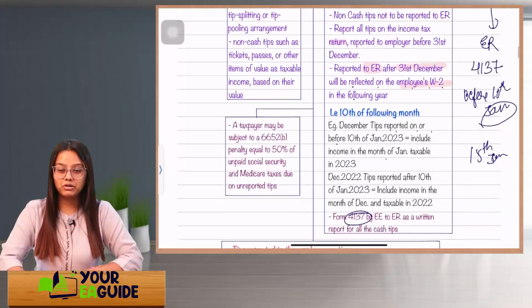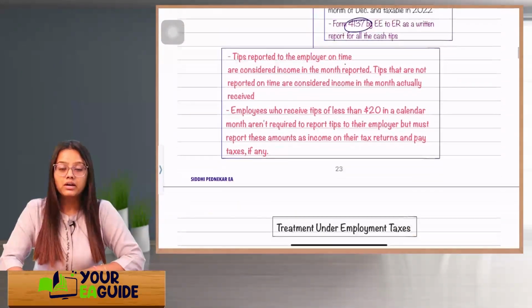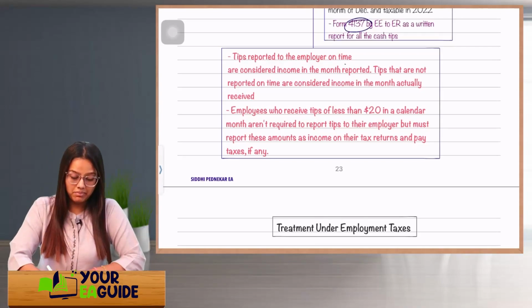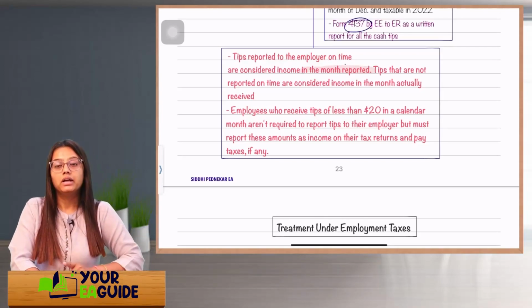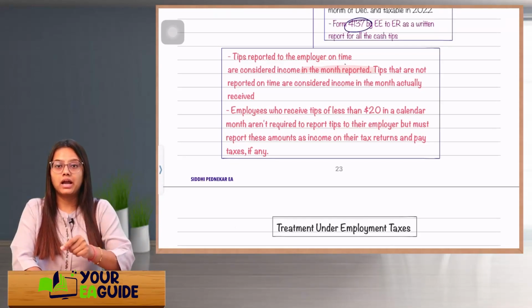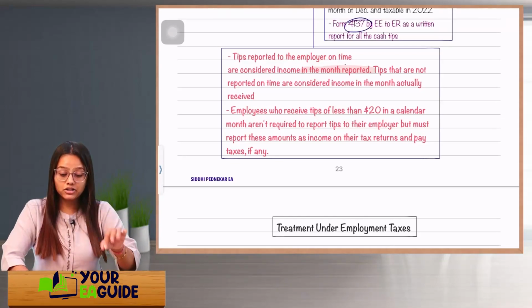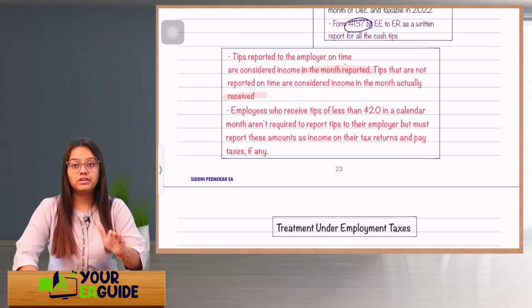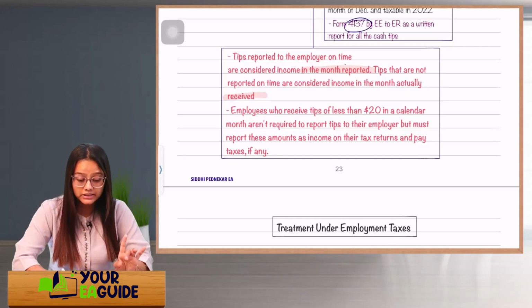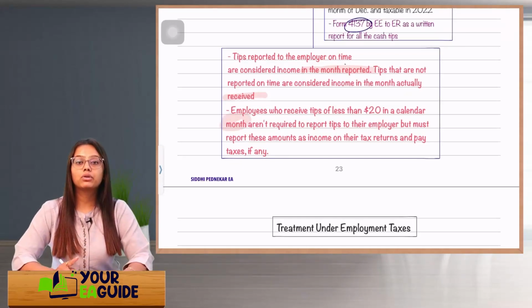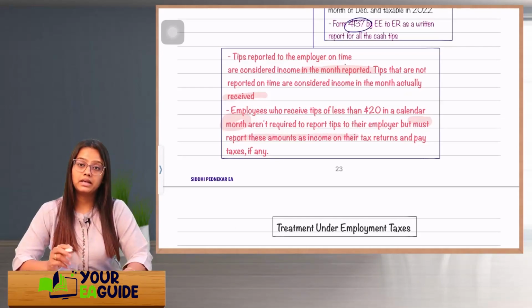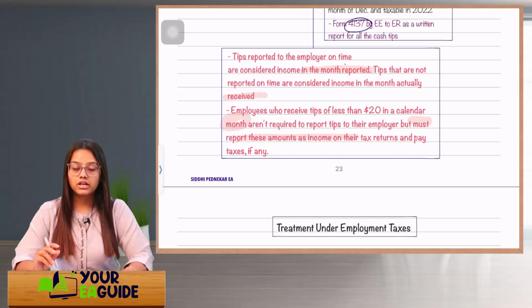So here is one example. You can just go through that example. I've already explained it. Next: tips reported to the employer on time are considered income in the month reported. Tips that are not reported on time are considered income in the month actually received, in the December month. An employee who received tips of less than $20 in a calendar month, this is monthly, guys, isn't required to report the tips to their employer, but must report this amount as income on the tax return, and also has to pay the taxes. Clear, guys? Tip income is clear.